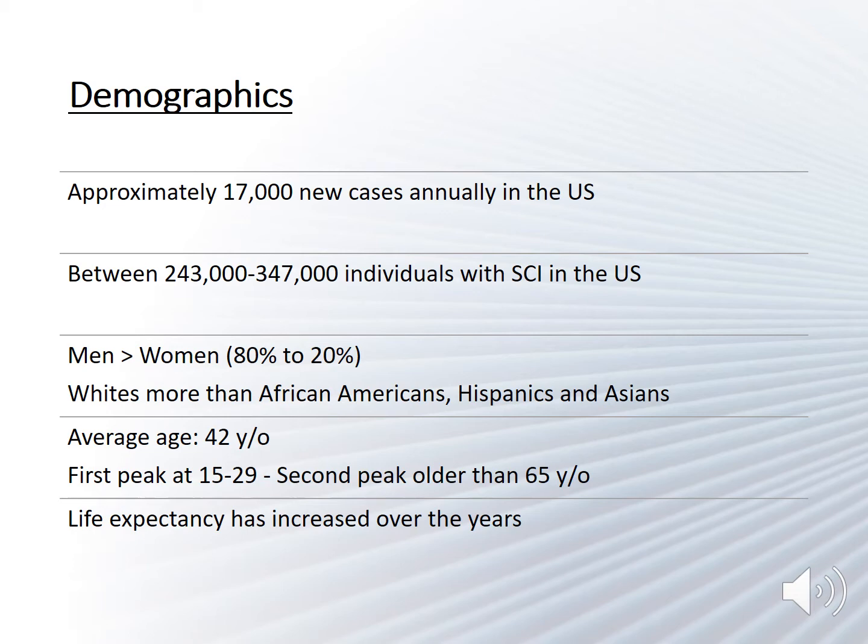The average age for spinal cord injury is 42 years of age, with the first peak being at 15 to 29 years of age, and this is mostly due during those ages to motorcycle accidents or motor vehicle accidents. That's where the first peak of incidence for spinal cord injury is, with the second peak being those older than 65 years of age. And this is mostly due to falls.